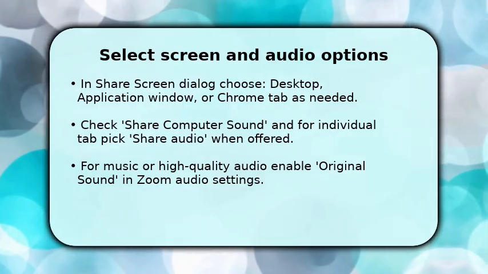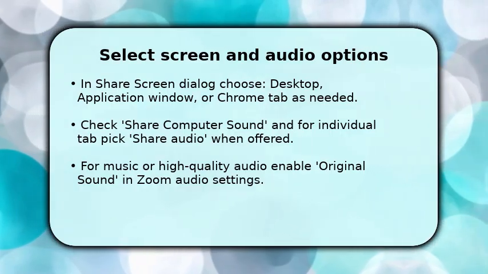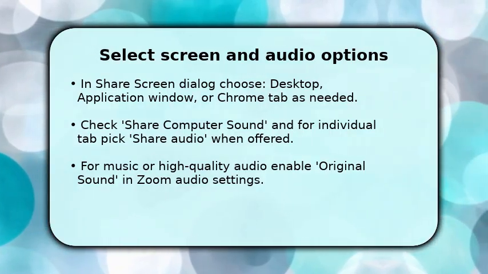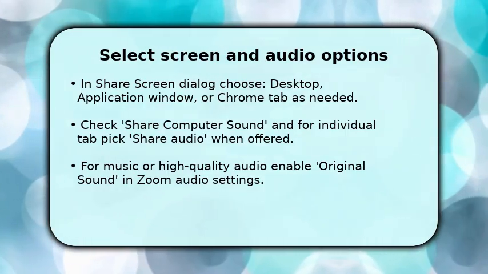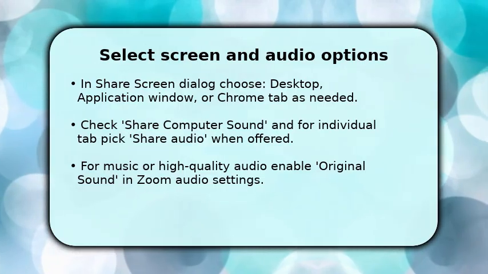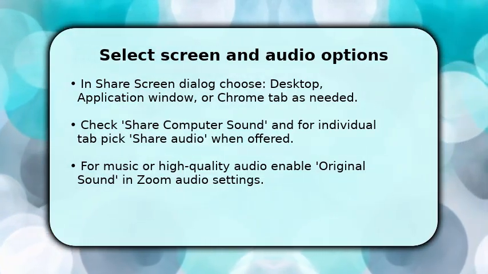Before you hit Share, check the box labeled Share Computer Sound. This routes system output into the meeting. For clearer fidelity, open Zoom's audio settings and enable original sound for music. This bypasses aggressive compression. Then press Share and start playback in your source app while monitoring participant feedback.